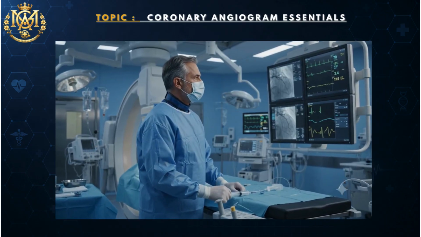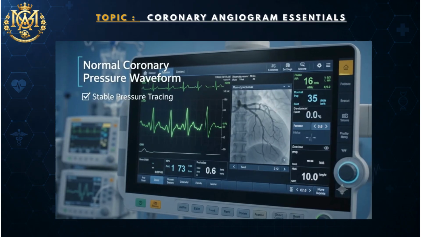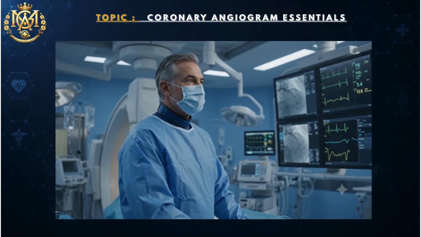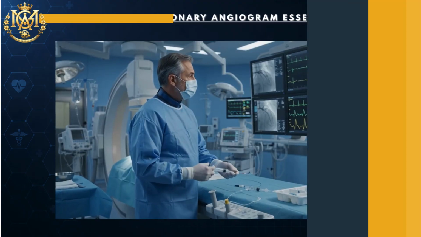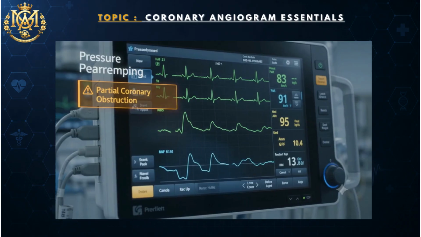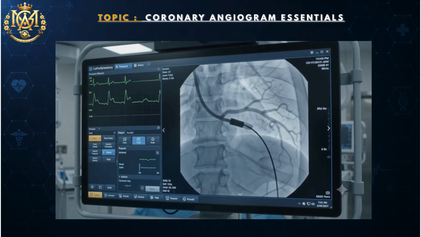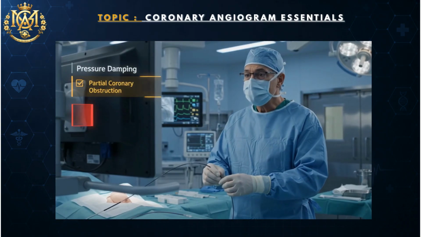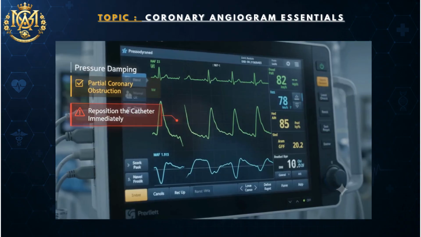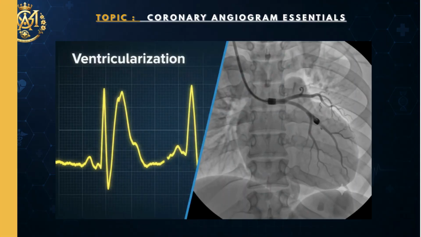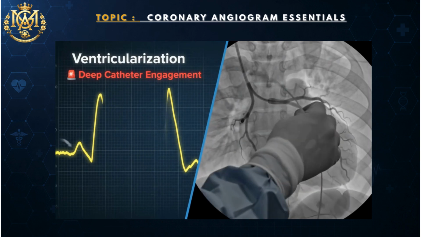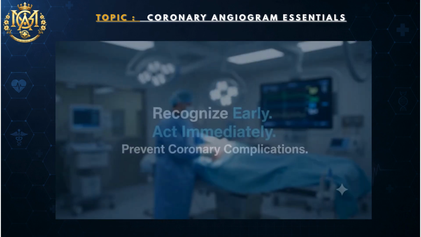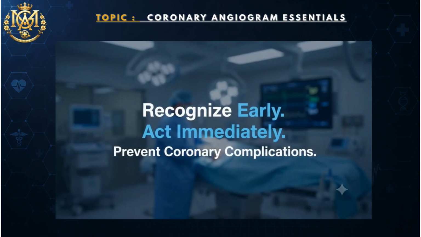During coronary angiography, always observe the pressure waveform carefully. A normal arterial waveform confirms proper catheter positioning and uninterrupted coronary blood flow. Damping of the pressure waveform indicates partial obstruction of coronary blood flow by the catheter. Immediate catheter repositioning is essential to prevent ischemia. Ventricularization occurs when the pressure tracing resembles a left ventricular waveform, indicating deep catheter engagement. Recognize this sign early and disengage the catheter.